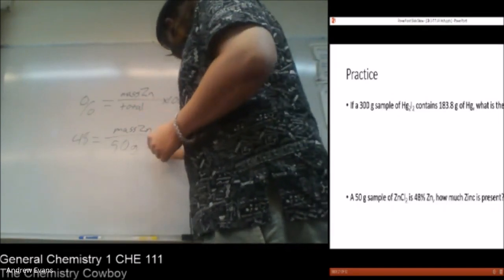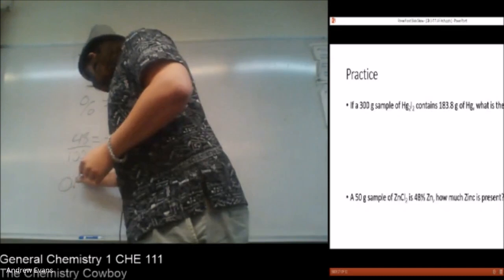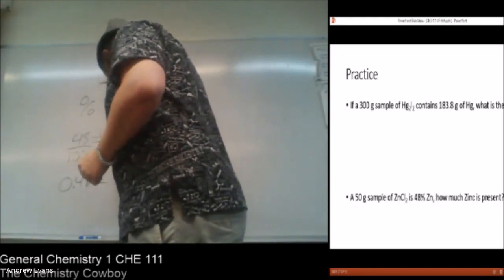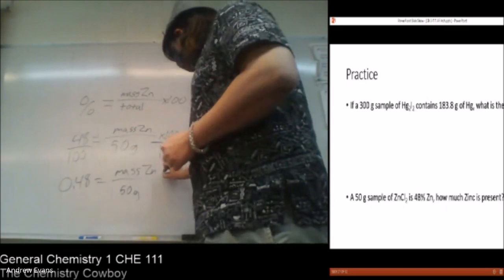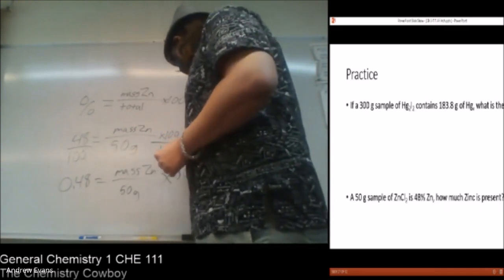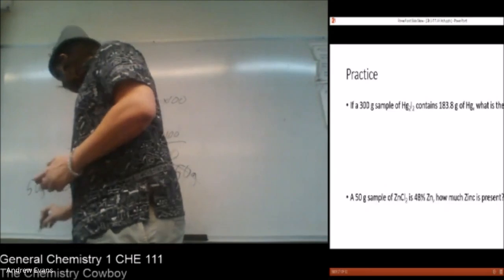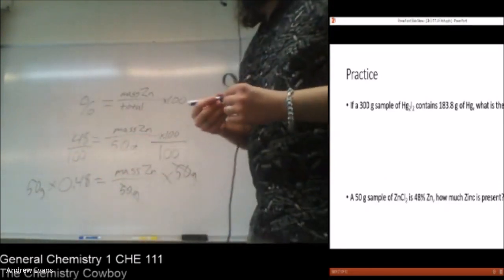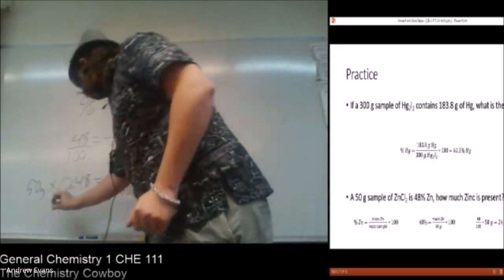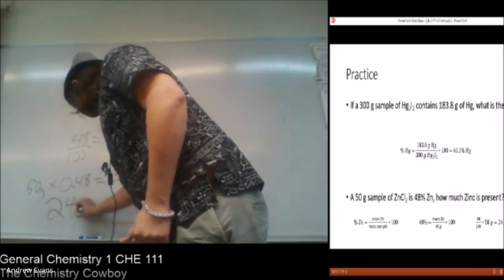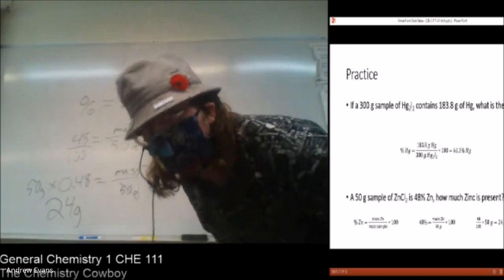Step 1, I divide both sides by 100. That gives me 0.48 equals mass of zinc over 50. Then, to both sides, I am going to multiply by 50 grams. And that will give me the mass of zinc is 24 grams. I should get 24 grams of zinc from that sample. So I rearranged the equation to solve for the unknown.